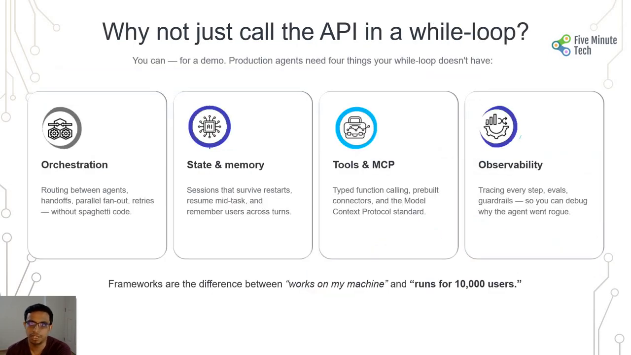Why not just call the API in a while loop and do the same thing as the agents? Yes, you can do that for a demo, but production agents need four things which your while loop doesn't have: orchestration, state and memory, tools and MCP, and observability. The orchestration involves routing between different agents, whether it is a main agent or sub agents, the handoffs, the parallel fan out between different agents, and the retries without the spaghetti code. You don't write a lot of logical code and you pass it on to the agents to reason it out.